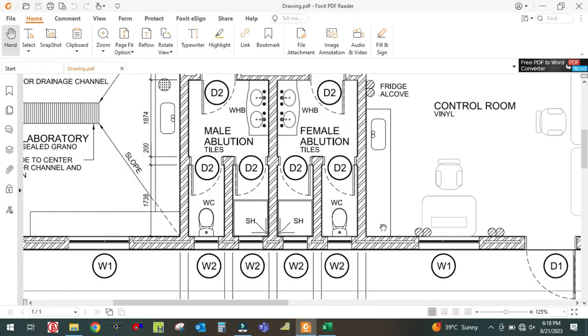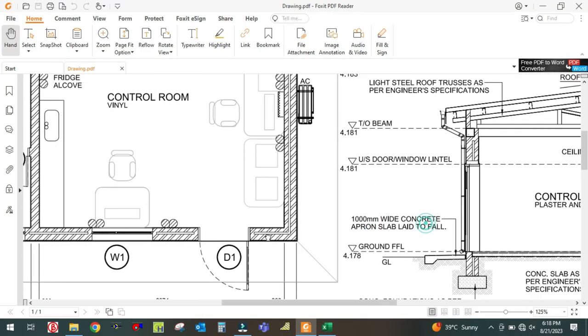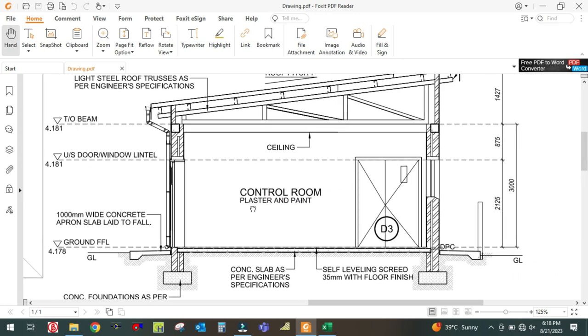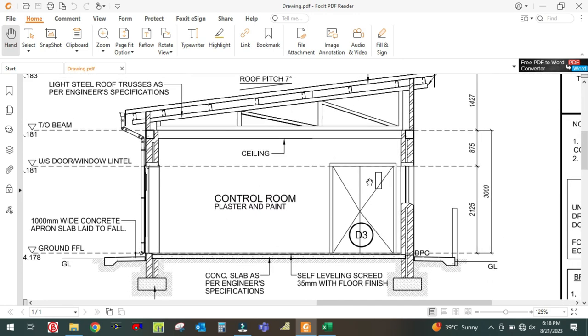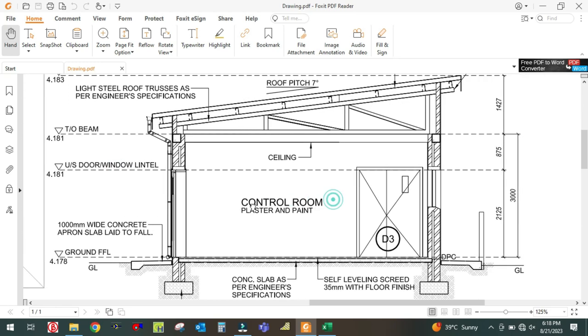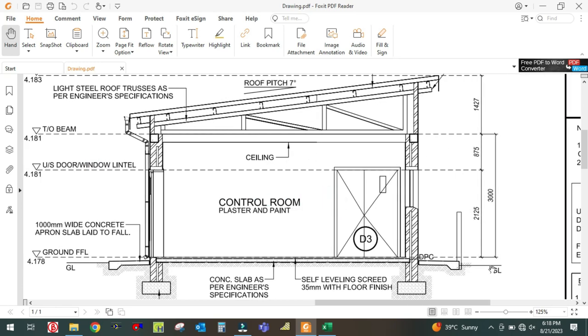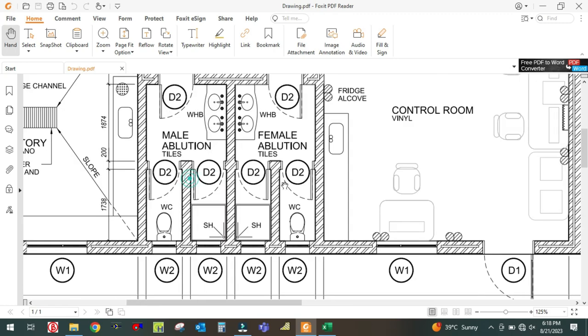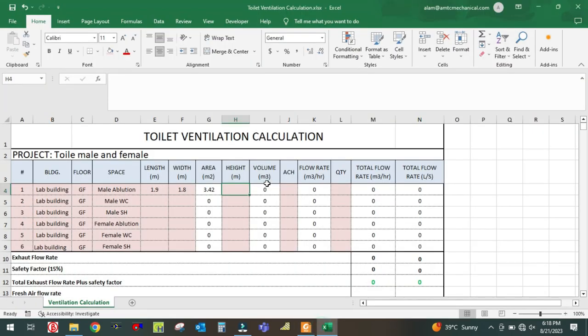From where do you get the height? There is a section drawing, you can see here. This is a section drawing. The ceiling height, you can see here, this is the ceiling. The ceiling height from the floor to the ceiling is 3 meter. So simply enter 3 here. Then I get the volume here. Area into height is the volume in cubic meter.